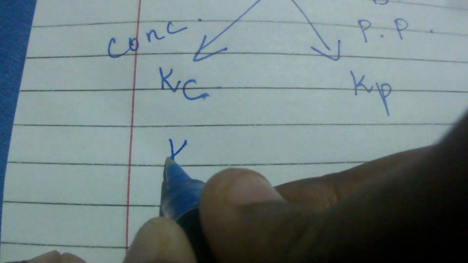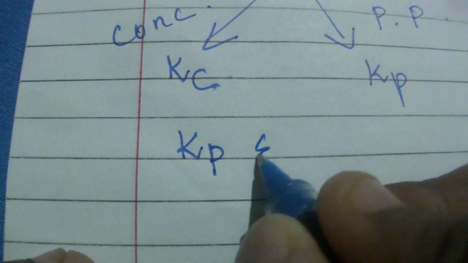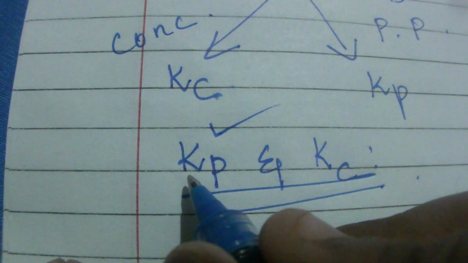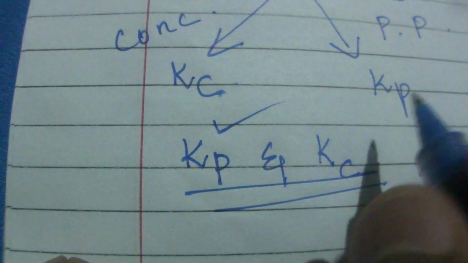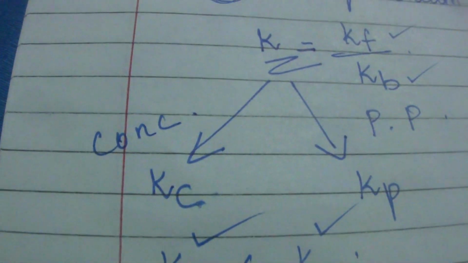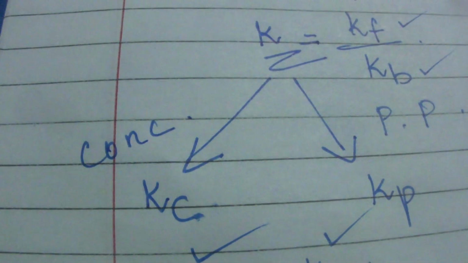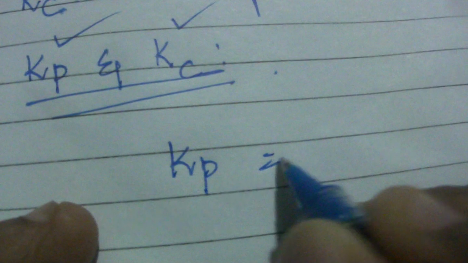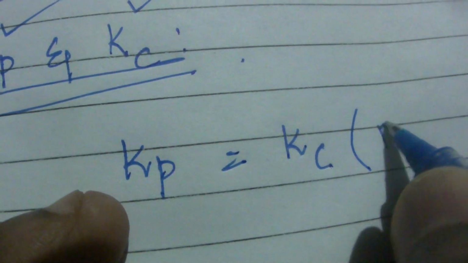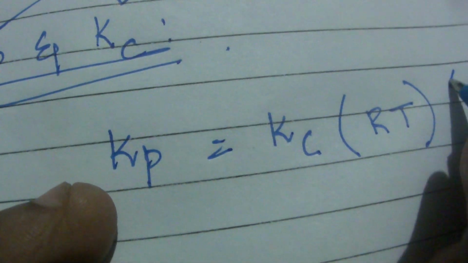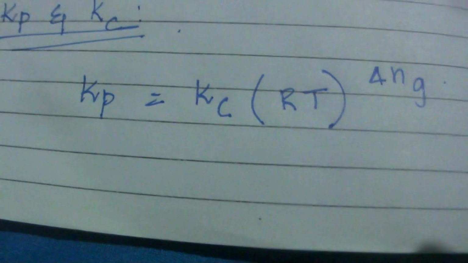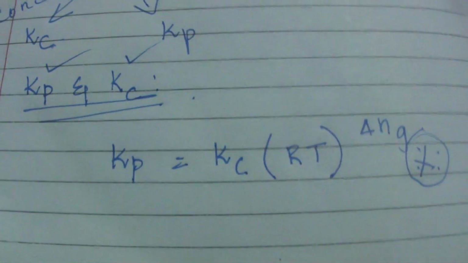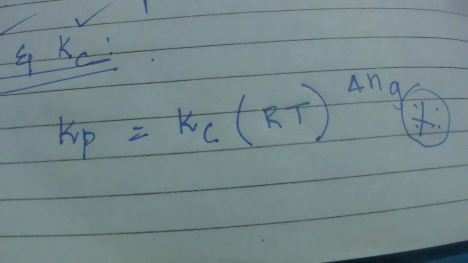Now we must know the relationship between Kp and Kc, which is very important. So the relationship between Kp, that is the partial pressure equilibrium constant, and Kc, the concentration equilibrium constant. There is a big derivation given here, but we can just learn the final formula, that is Kp is equal to Kc into RT power delta Ng. This is a very important formula actually.